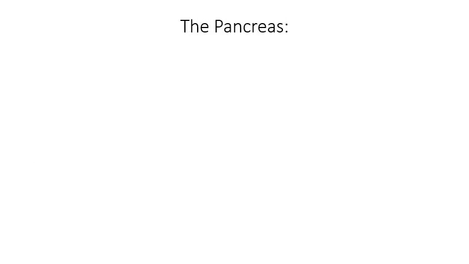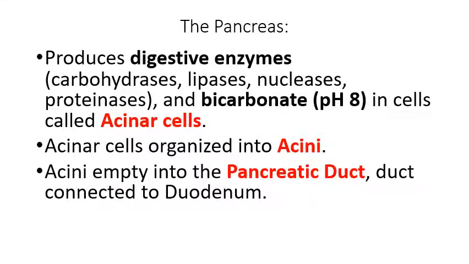Okay, let's take a closer look at the pancreas. The pancreas produces digestive enzymes, carbohydrases, lipases, nucleases, and so on, proteinases, which are a class of proteases. And it also produces bicarbonate, and it produces all of these things in a type of cell called acinar cells. Now, the reason why we call them acinar cells is because the pancreas also contains other cells that produce hormones, insulin and glucagon, which we'll discuss when we discuss the endocrine system.